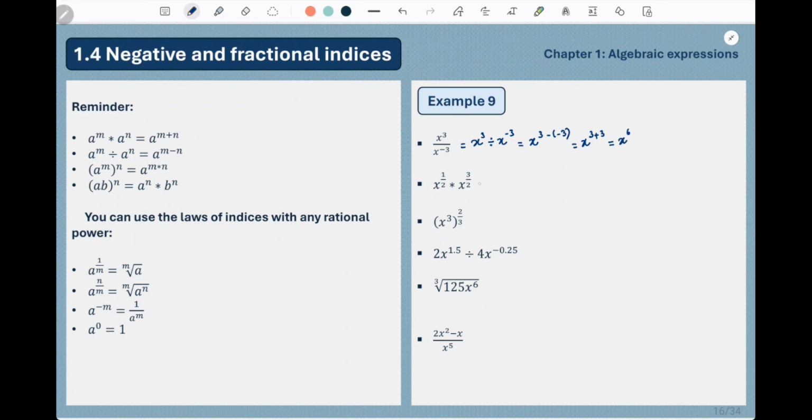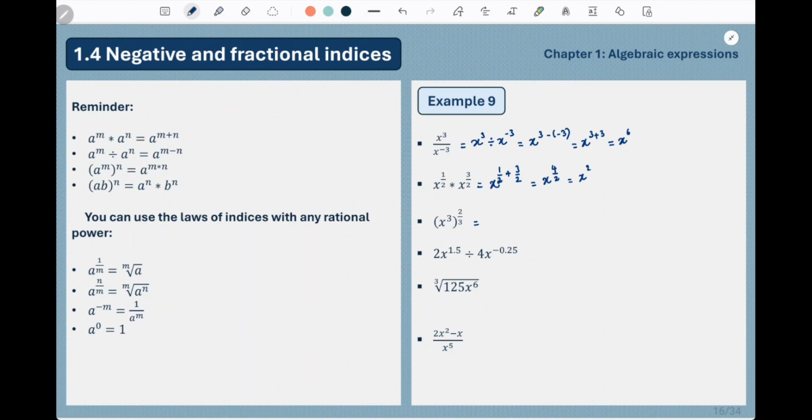Moving on. So the next one, because it's a product and they have the same base but different powers, we're going to add up the powers, 3 over 2 and 1 over 2. So adding it up, it's going to be 4 over 2, which simplifies to x to the power of 2. Is it clear now? So we're basically just using whatever knowledge is there to be used.